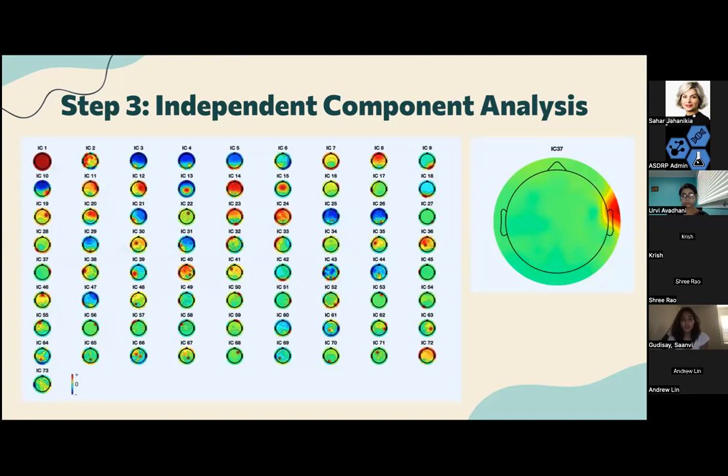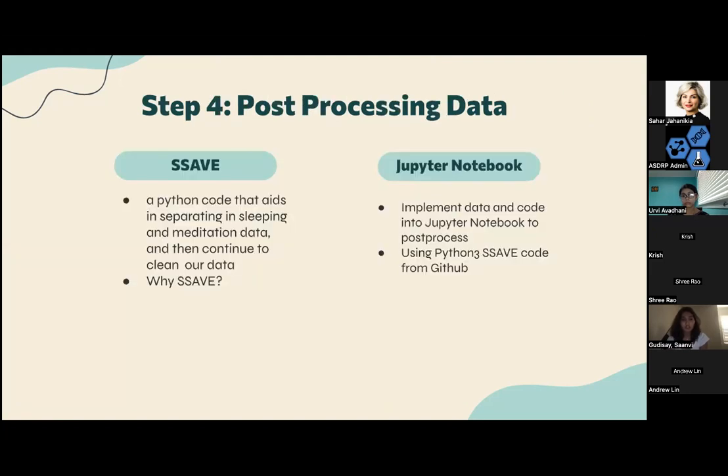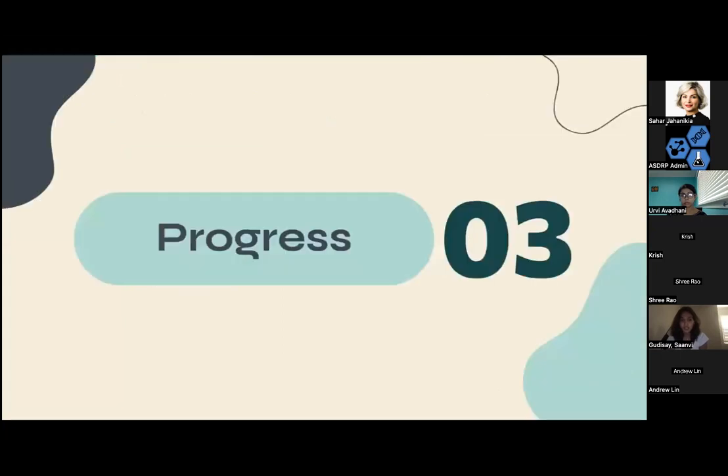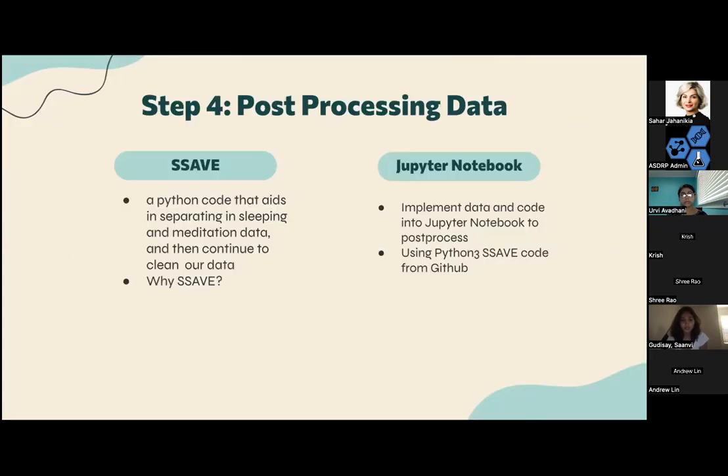Here's an example of all the component images that will show up after ICA decomposition. Our fourth step in the process is to post-process all of our data. We will be using SAVE, which is a Python code that separates the sleeping data and meditation data, which then further cleans our data. Why SAVE?